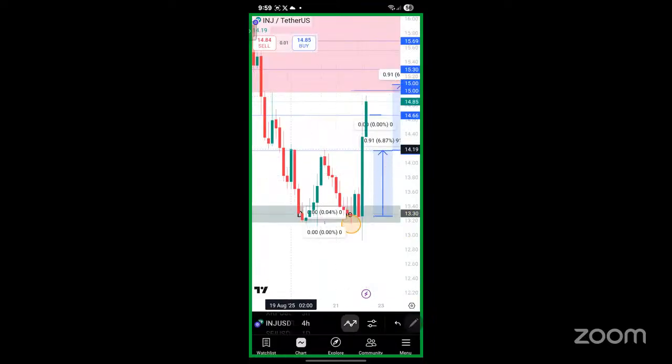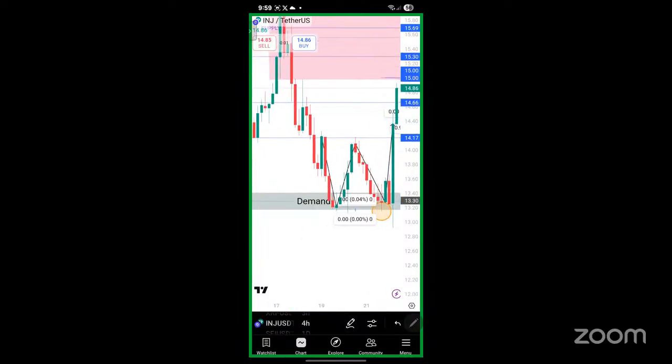After tapping on it, come here. Tap once on the screen. Bring it here, tap once. Bring it here, tap once. Bring it here, tap once. That is the double bottom. Simple. Leave it like that.